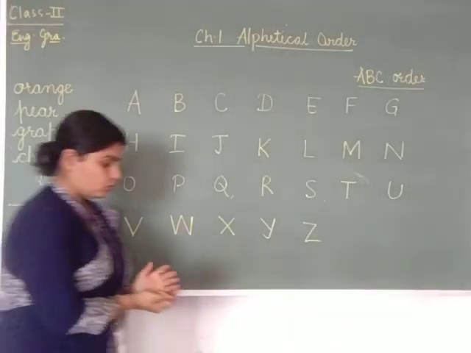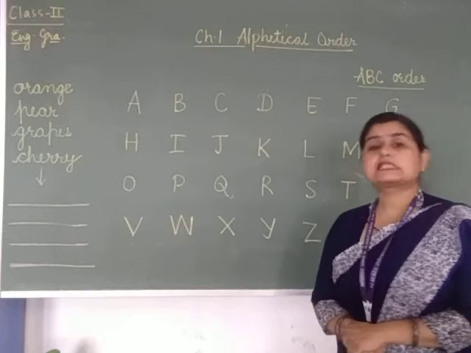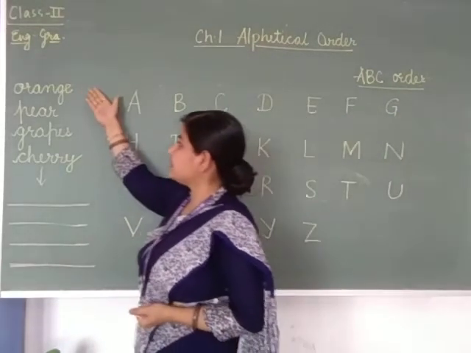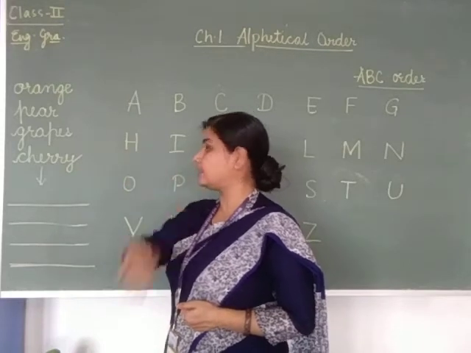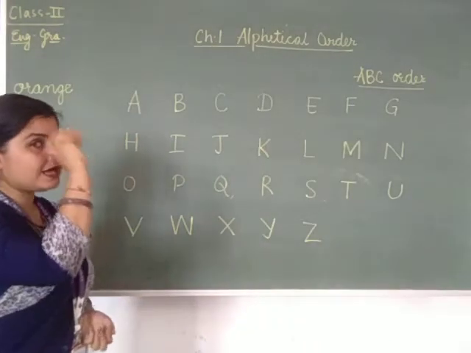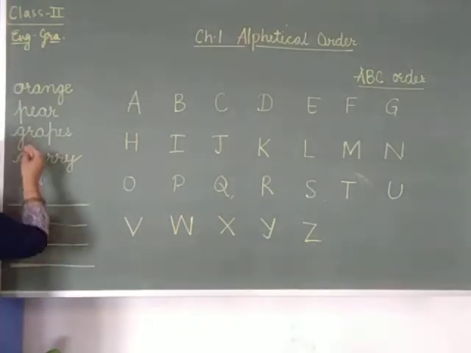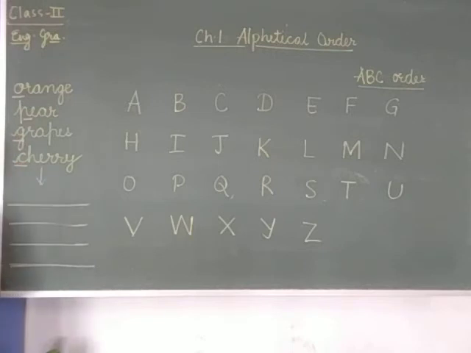So for writing the words in alphabetical order, we need to follow some rules, or we can say we need to follow some steps. And the first step is just read out the words. So I am reading it out: orange, pear, grapes, cherry. There are 4 words. The second step is you need to mark the first letter. So what are the first letters? Here it is O, then P, G, C.